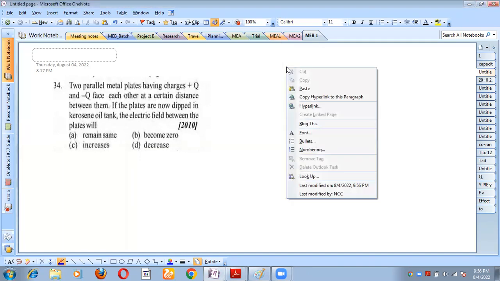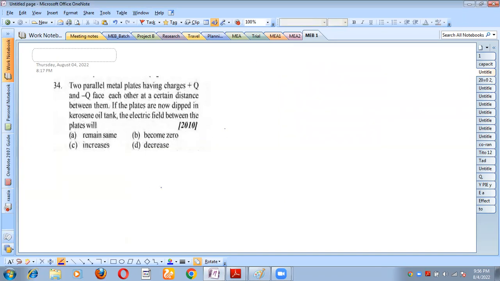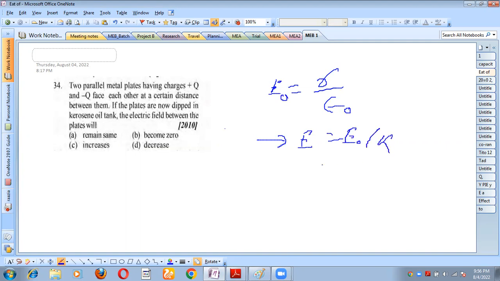So here, actually, what happens? Dielectric is inserted. So we know that this is the case of a capacitor, and the electric field between the plates is given by sigma by epsilon naught. When dielectric is inserted, E becomes E naught by K, right? It means the electric field decreases. Very easy question. The correct answer is D. Okay, moving to the next question.